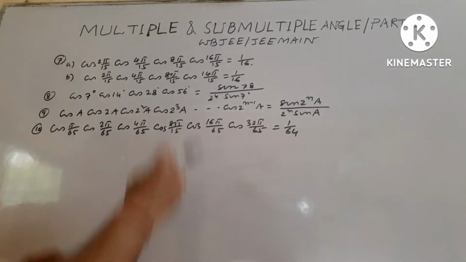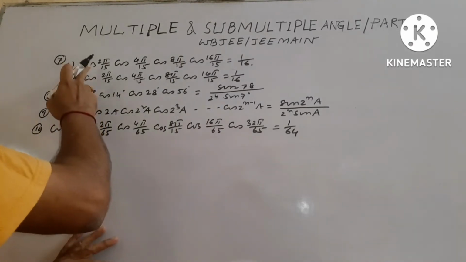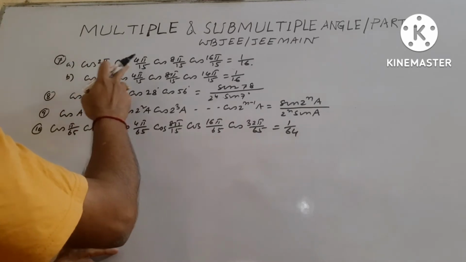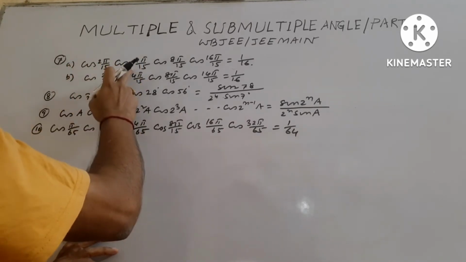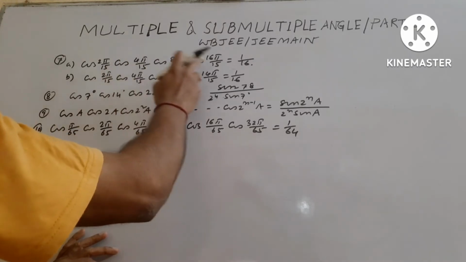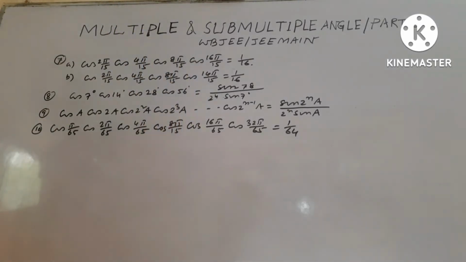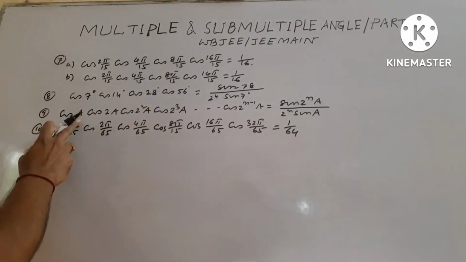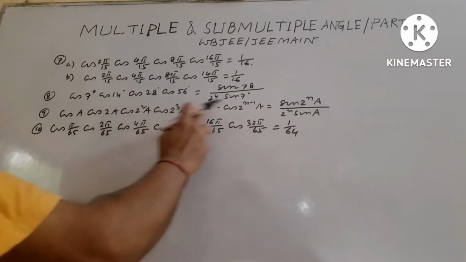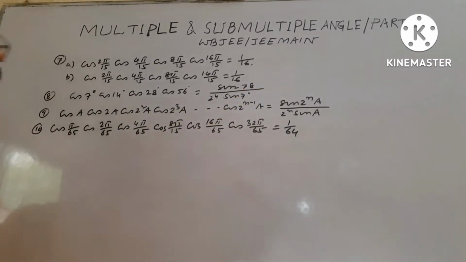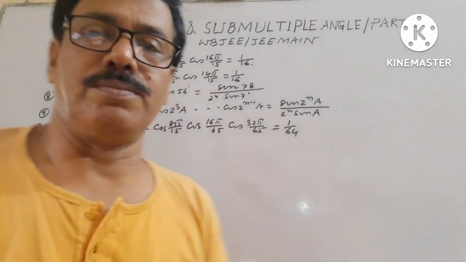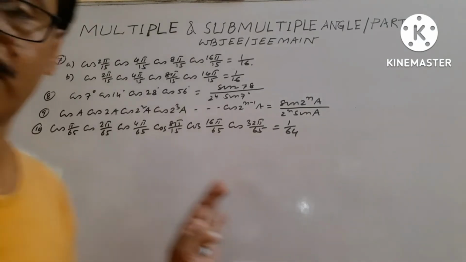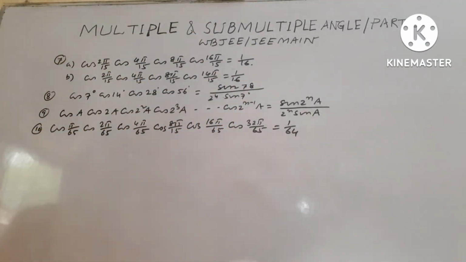Look at the nature of the problem. These are products of cosines. The second angle is double the previous, the third is double the second, the fourth is double the third. So cos 7, cos 14, cos 28, cos 56. That is cos A, cos 2A, cos 2 squared A, cos 2 cubed A, up to cos 2 to the power n minus 1 A. For this type of problem, we solve by a technique. What is the technique? You look.